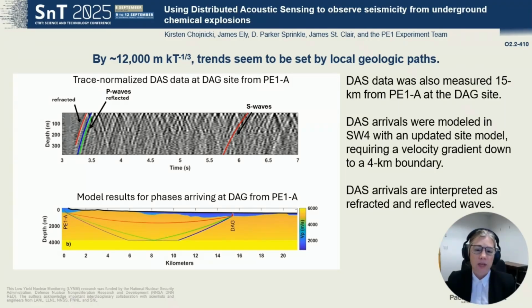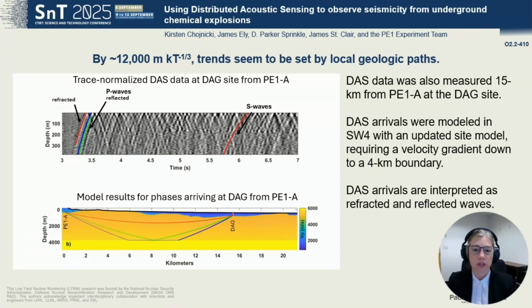To obtain this measurement, we confirmed that the DAS fiber from the DAG experiments could be reused for this study, and then observed that DAS provided a rich data set with multiple phase arrivals, rather than functioning like a single-point sensor. To identify these phases, we developed a synthetic model using the code SW4 and compared it to our DAS data. This comparison required an update to our initial geologic model of this area, incorporating a velocity gradient extending to a 4-kilometer boundary.